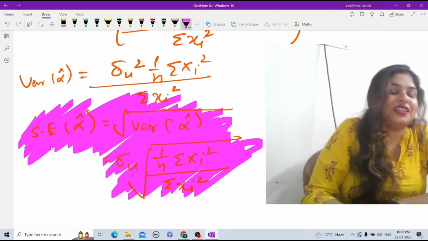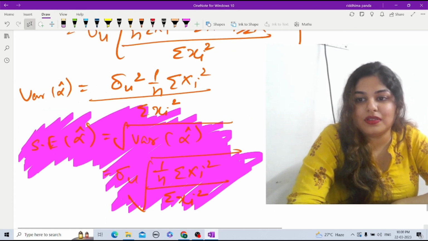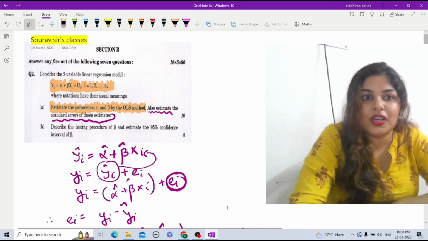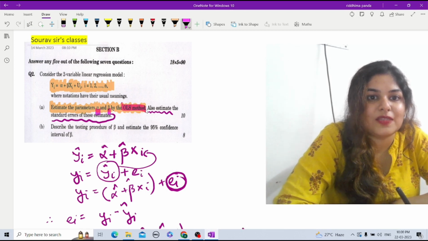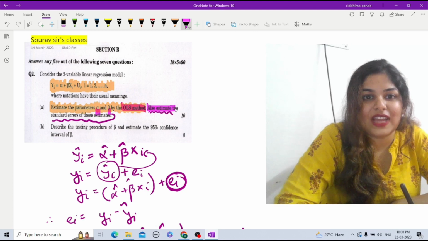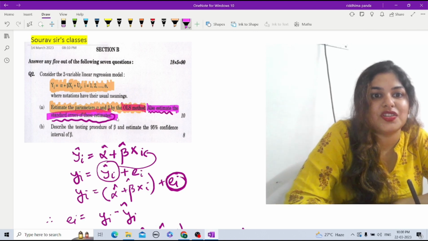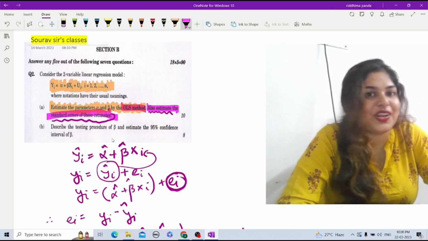Now we are not yet done with the question, so we have only completed the first part of the question. That is, you have been asked to estimate the parameters alpha hat and beta hat using the OLS method, which we have calculated, and just now we have estimated the standard errors of alpha hat and beta hat, that is, standard error of alpha hat and standard error of beta hat.